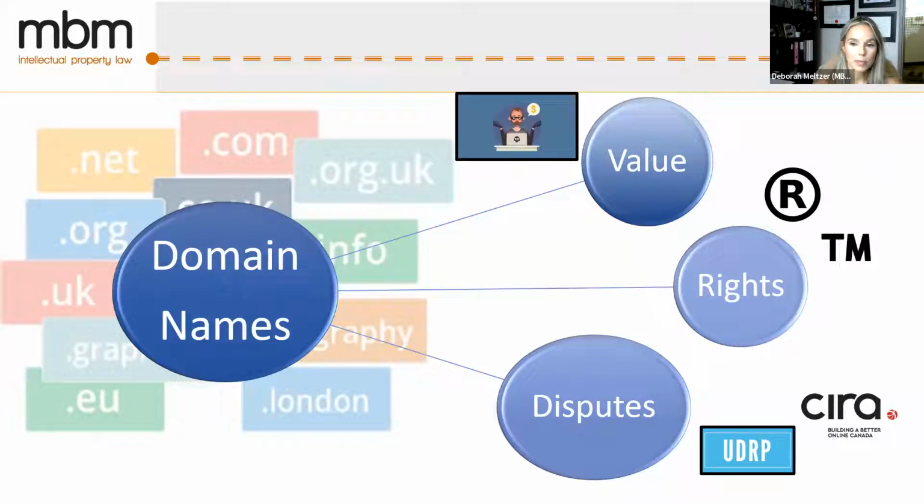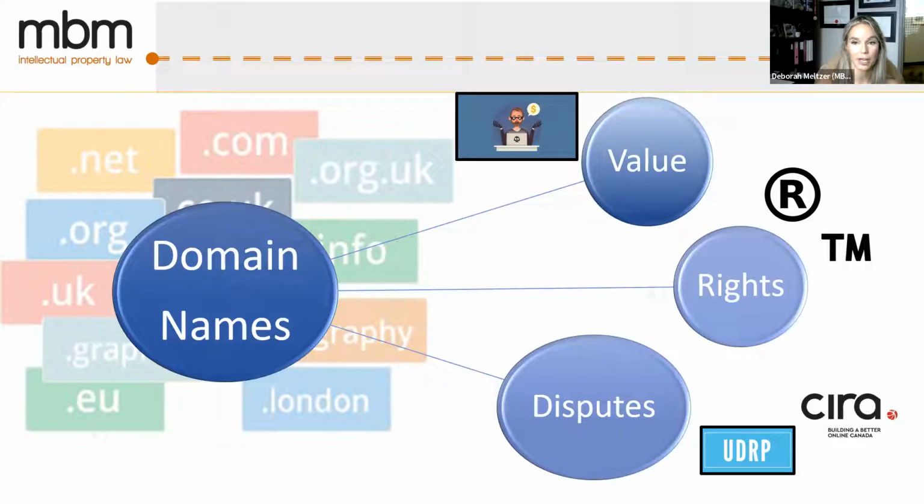There's a lot of value in a domain name. That's how you drive your traffic. It's how you build your presence. It's where your online information is stored. It's where clients will go to seek the information they need. It may also be linked to your website where you sell your products or offer your services.